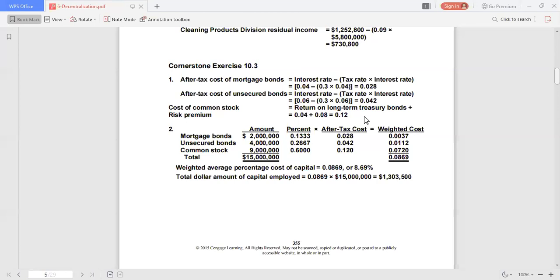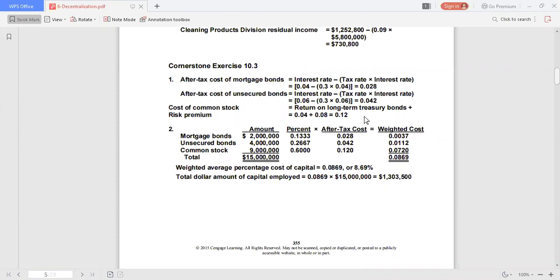Now we have number 3. Calculate the economic value added for Ignatius for last year. Is the company creating or destroying wealth? So the economic value added, first in number 2, we are going to compute the weighted average cost of capital. Calculate the total dollar amount of capital employed for Ignatius. So the weighted average cost of capital is, first we have to add the amounts of investments in mortgage bonds, unsecured bonds, and common stock.